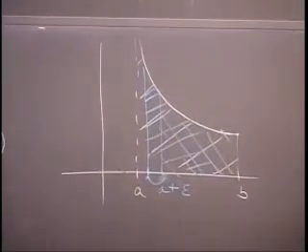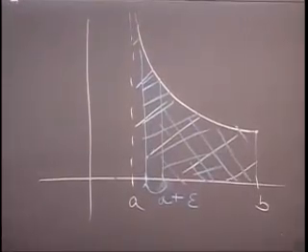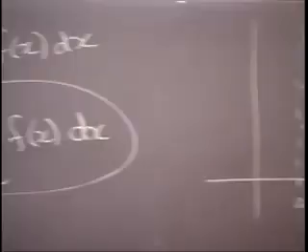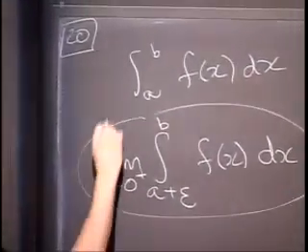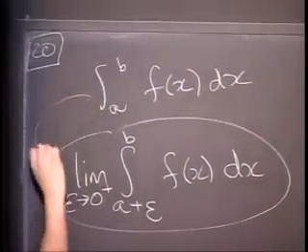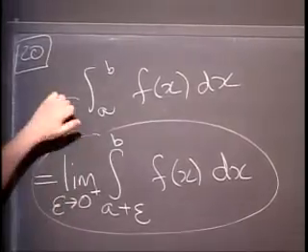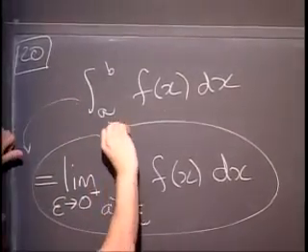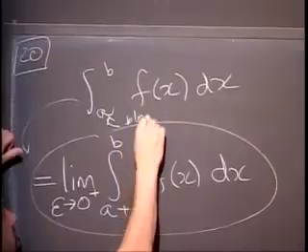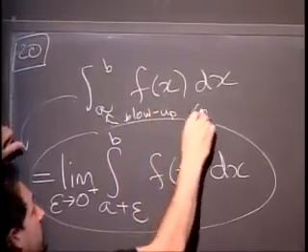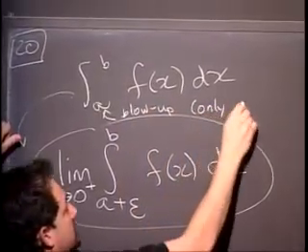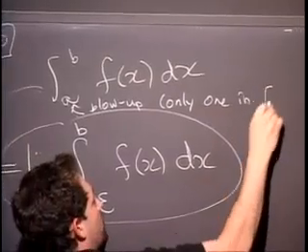So if there is a vertical asymptote at x equals a, and no other blow-ups in between, then this is going to be equal to this by definition. That's what this means if a is a blow-up, and the only blow-up in the whole closed interval.